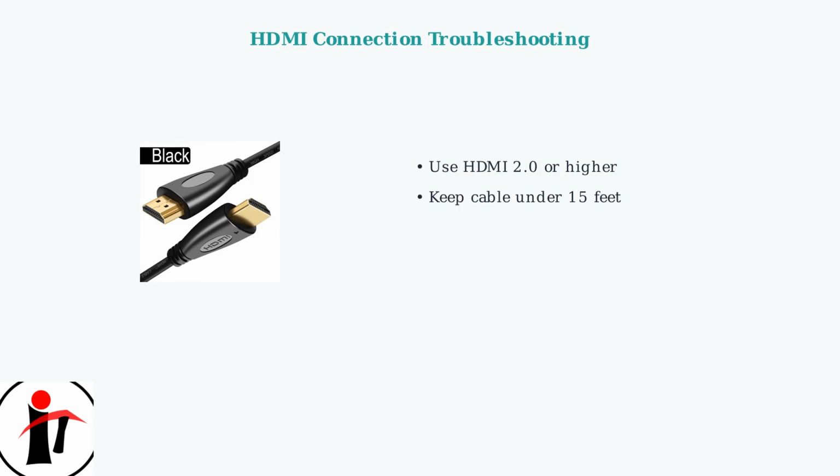Use HDMI version 2.0 or higher for optimal signal transfer. Keep the cable length under 15 feet to prevent signal degradation. Try connecting to different HDMI ports on both your monitor and PC. Sometimes a specific port may fail while others work perfectly. Always ensure cables are fully inserted and secure.